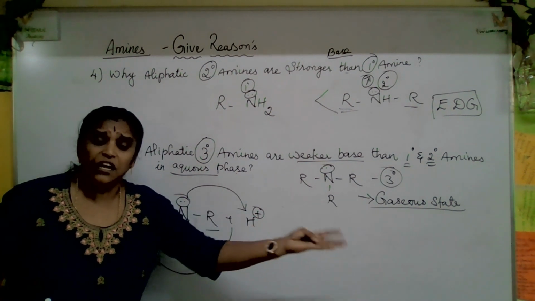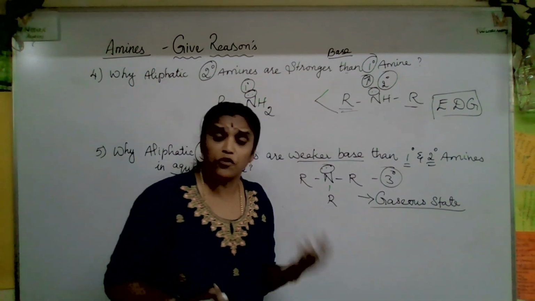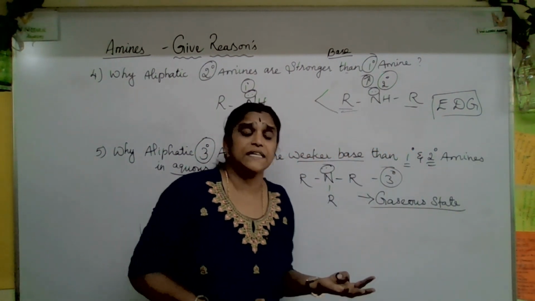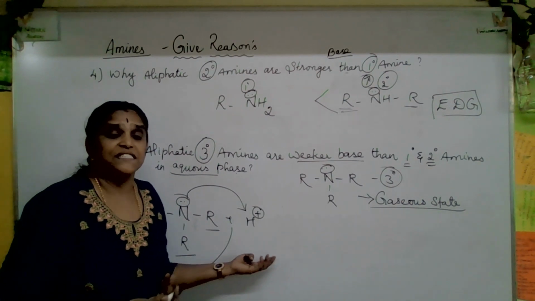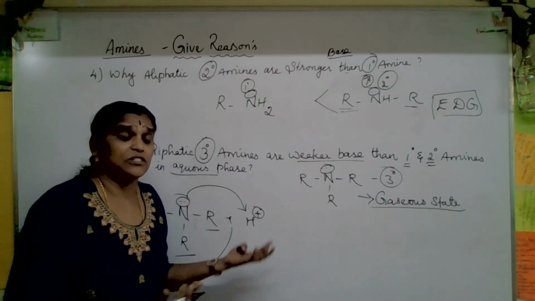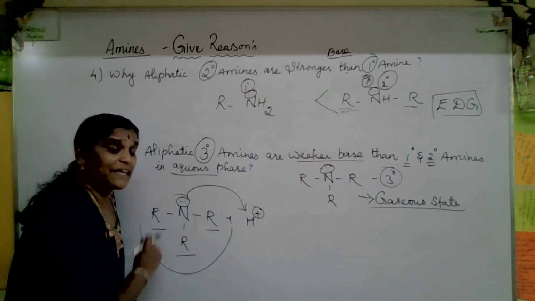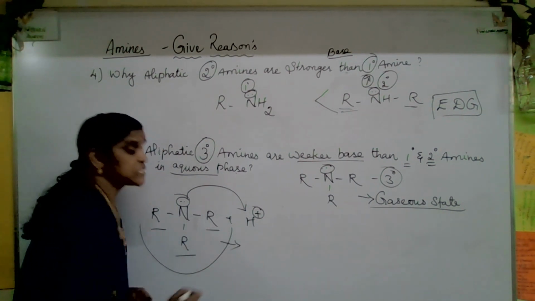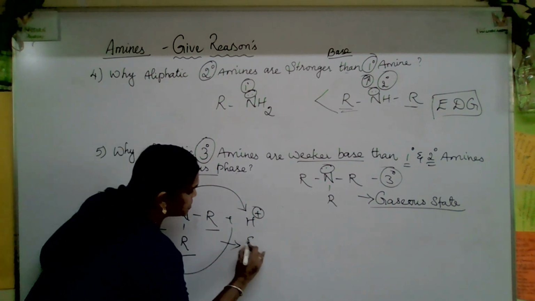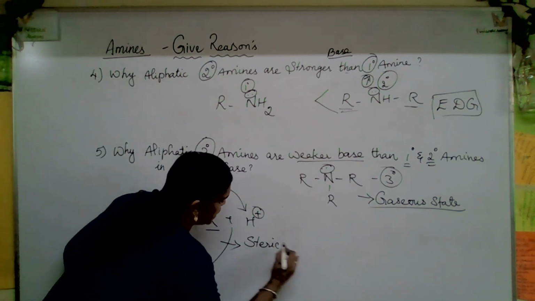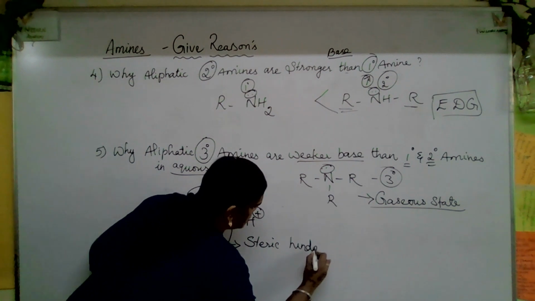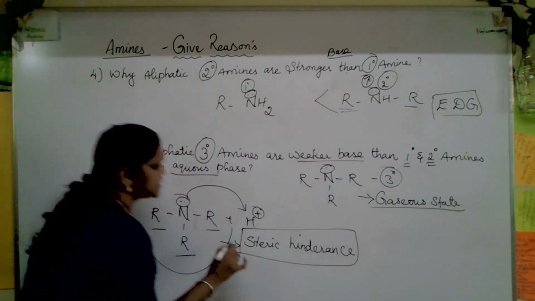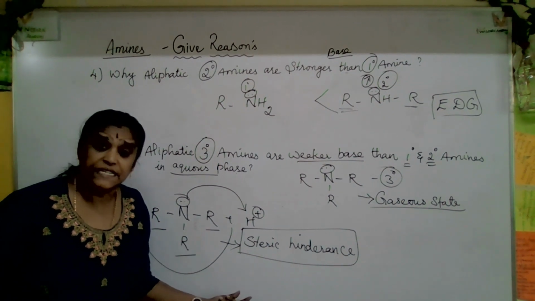When it donates the electron, only then it has the character of a base. But it cannot donate the electron, so how will basic character be possible? So it does not donate the electron, because of the bulkier groups attached to that nitrogen atom. This is called steric hindrance. The bulkier groups attached to the central atom, we can say, cause steric hindrance.